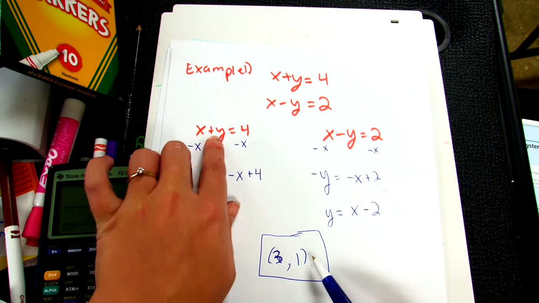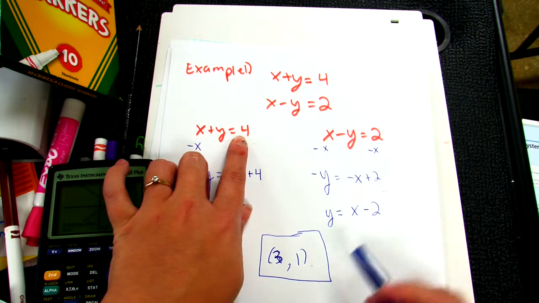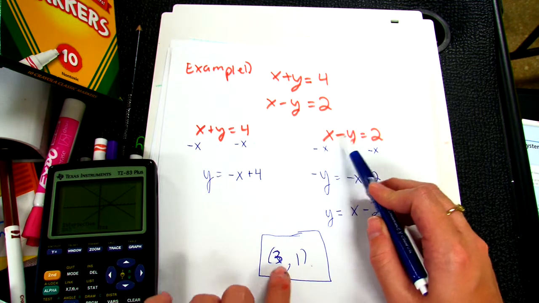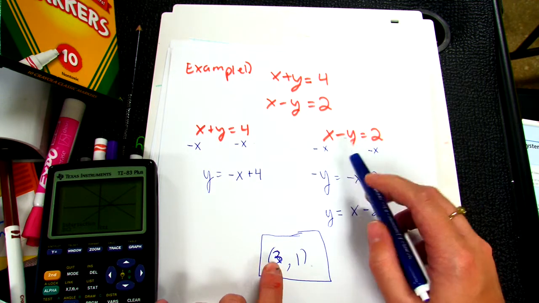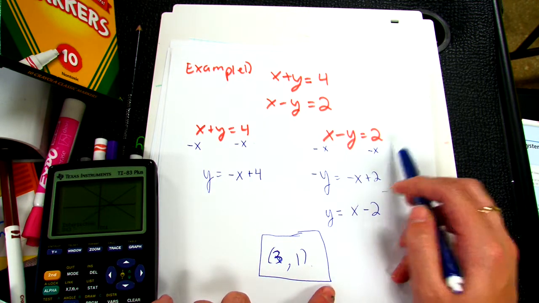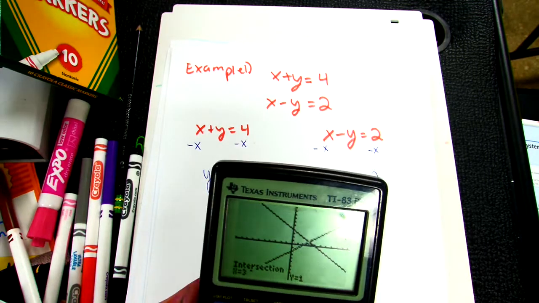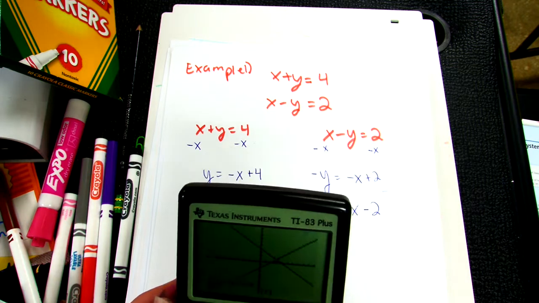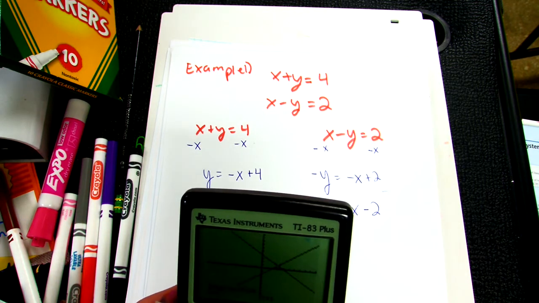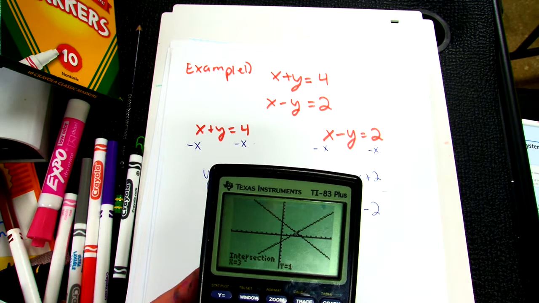It should be 3 plus 1 equals 4. Check. Should be 3 minus 1 equals 2. And that also checks. 3 minus 1 does equal 2. So it does check. So that, my friends, is how you solve systems by graphing.